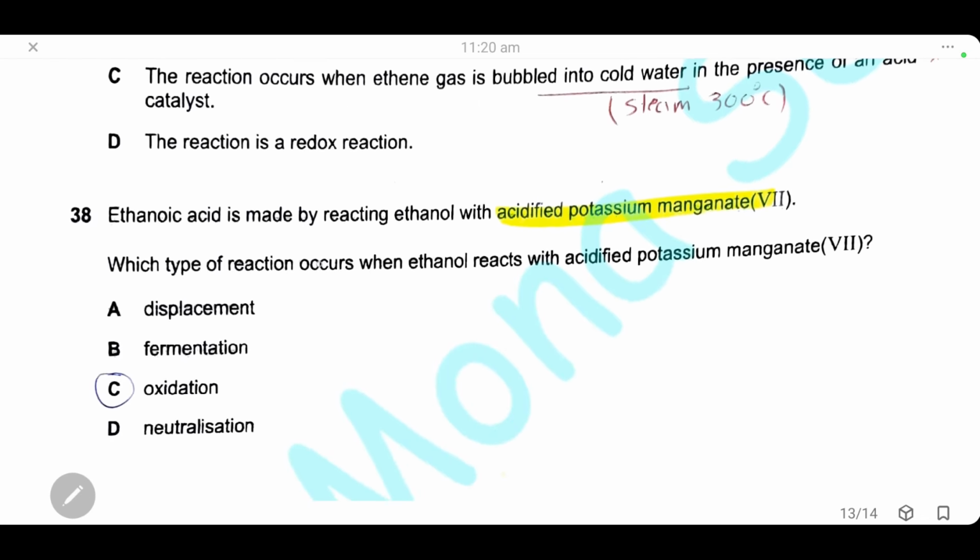38. Ethanoic acid is made by reacting ethanol with acidified potassium manganate. Which type of reaction is it when ethanol reacts with acidified potassium manganate? Acidified potassium manganate is an oxidizing agent which oxidizes ethanol to ethanoic acid, so the reaction is oxidation. The answer is C.